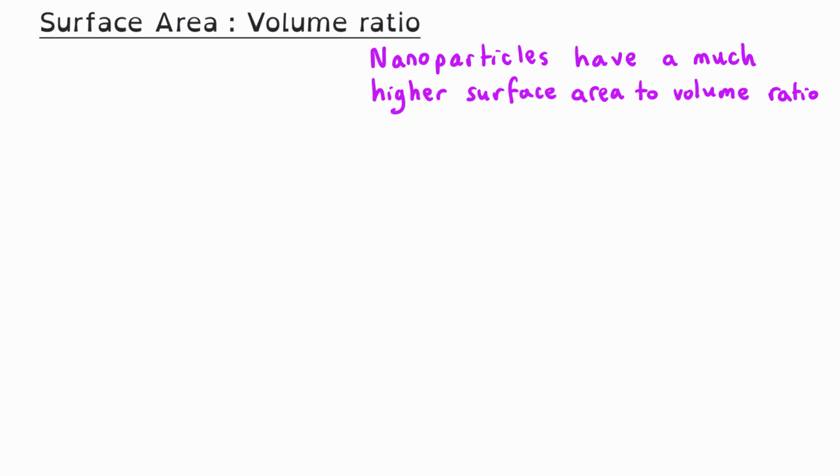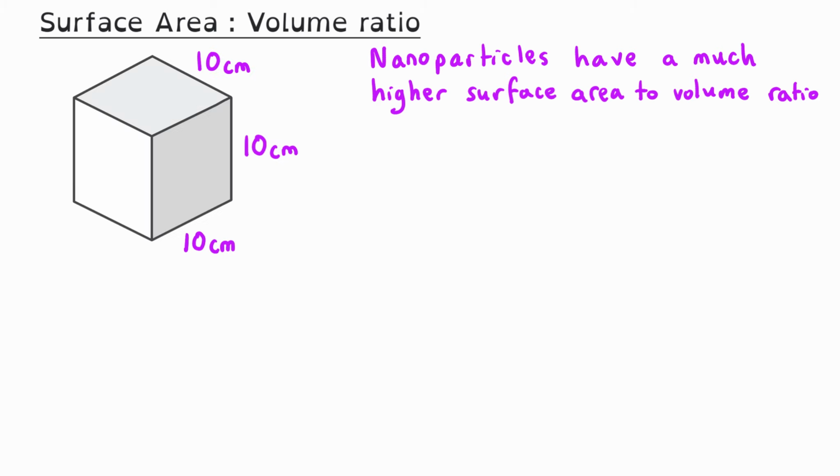The most important property of nanoparticles is their high surface area to volume ratio, and that's the property of how big something's surface area is compared to its volume. And this is something that you need to be able to understand, but also to be able to calculate. And that's what I want to show you here.